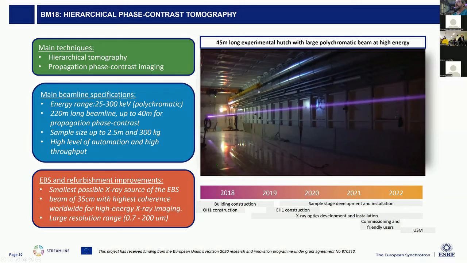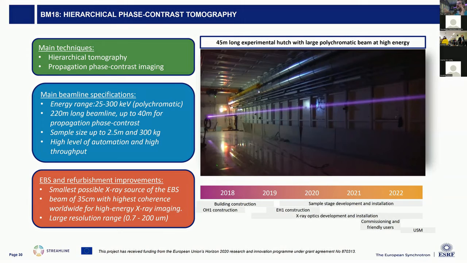And the big difference is we can go to high energy. For the moment, we are at 220 keV. We expect to be able to reach 300 kiloelectron-volts by next year. It is the longest beamline at the ESRF for the moment. We can go to 40 meters of propagation. To give you an idea, what you had on BM5 was 3.5 meters.